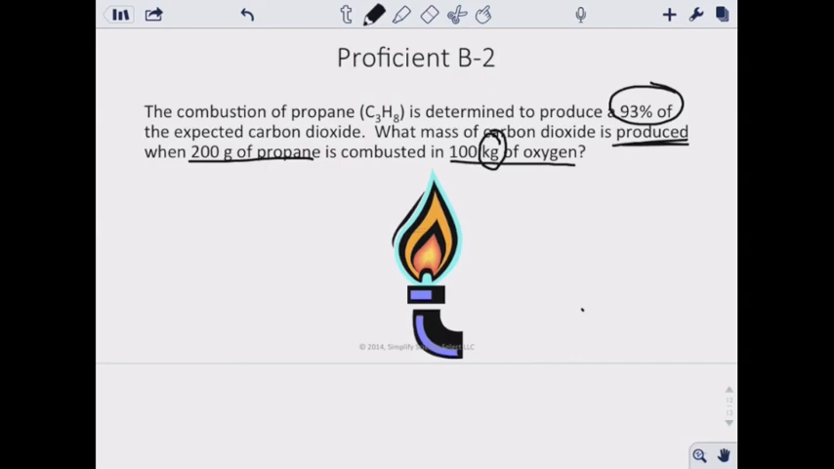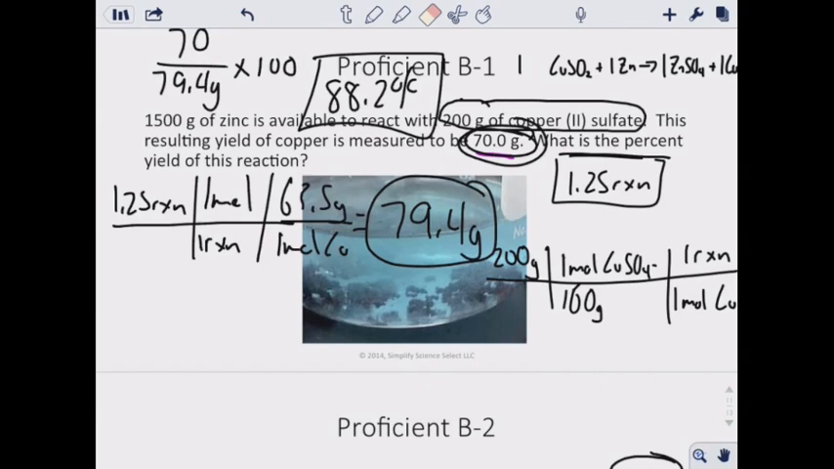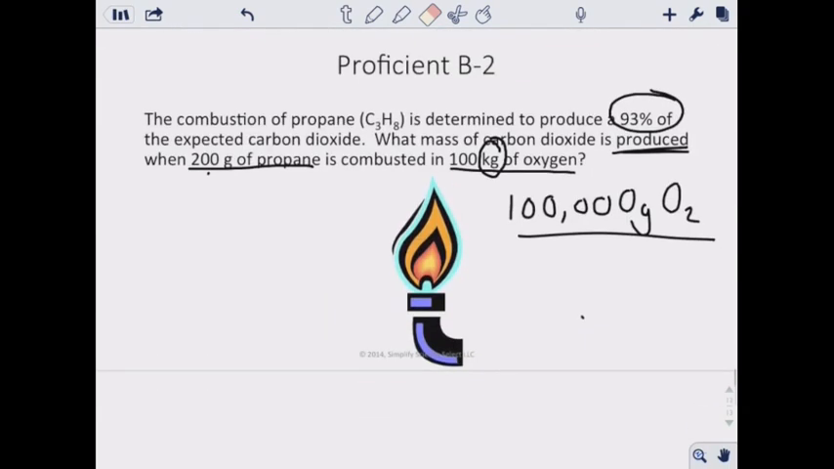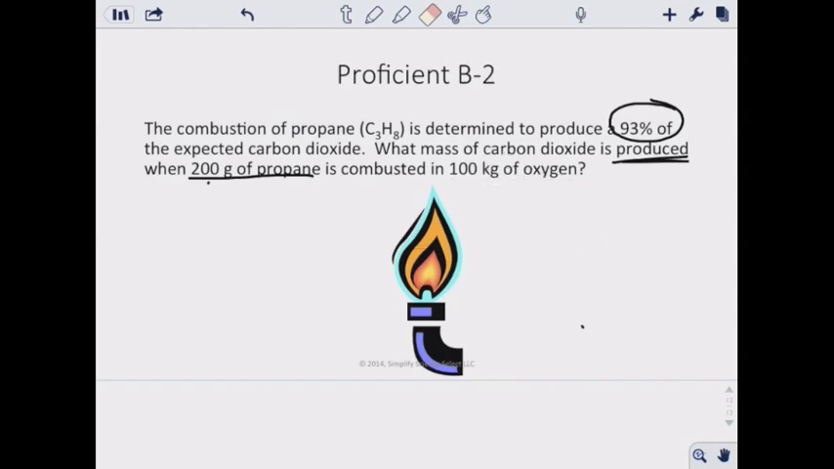So in this case, that's going to be 100,000 grams of O2. Now, comparing 200 grams to 100,000 grams, what's going to be your excess reactant? 100,000 grams. What's going to be your limiting reactant? 200 grams of propane. So sometimes, like in the previous problem, they're a little bit exaggerated where it's 200 and 1,500. Here, it's 200 grams to 100,000 grams. That's a lot of oxygen, no matter what mole ratio it is. So we know that the moles of our 200 grams of propane are going to be our limiting reactant.